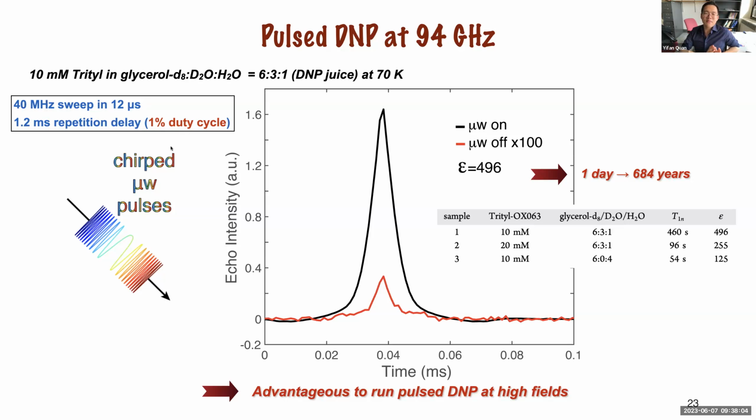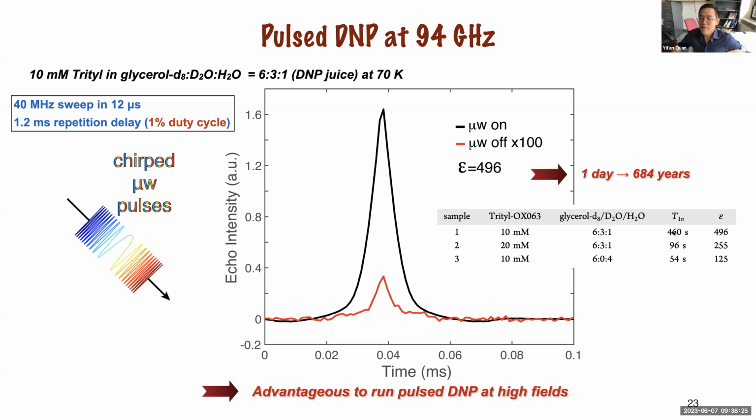I would think this is because for pulse DNP, you are really using your microwave in a smart way, where you irradiate your microwave at the time where you need it. And then you have a period where you wait for the recovery of the electron spin polarization.